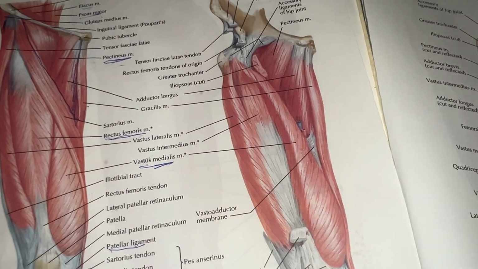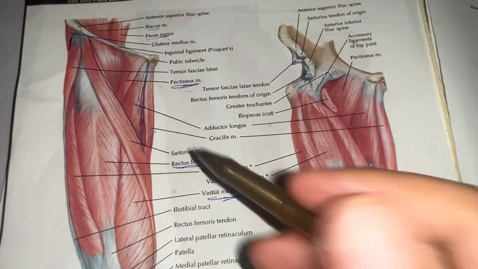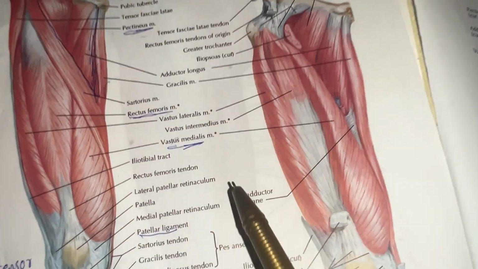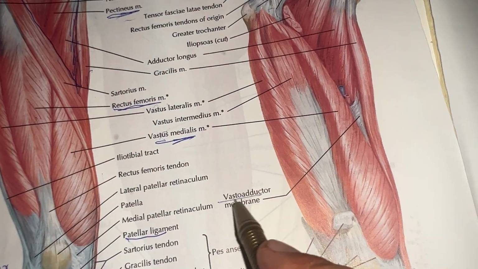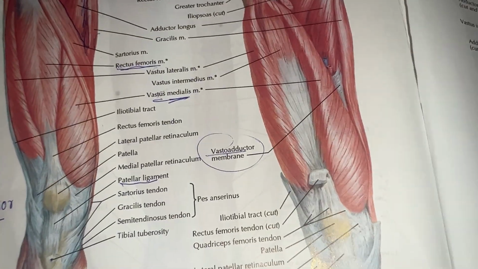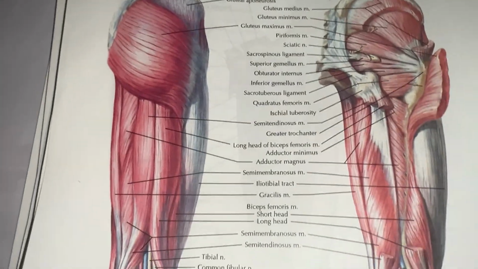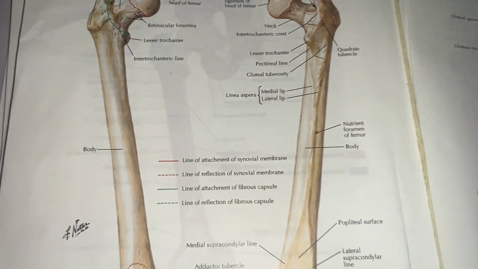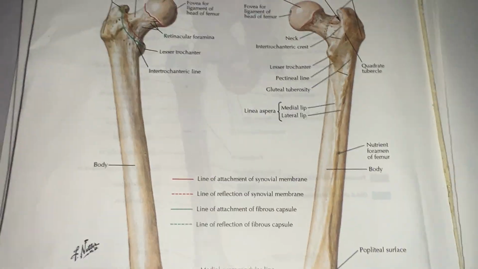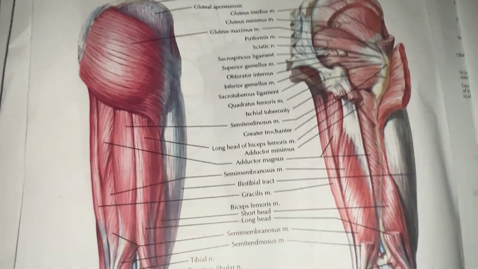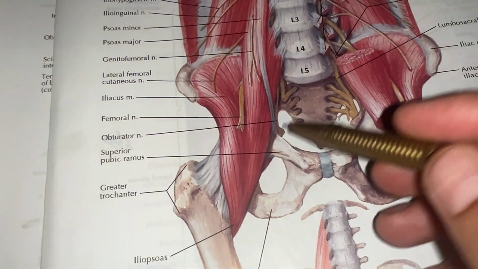Okay, so there are two regions in the anterior compartment. One is the femoral triangle and the other is the adductor canal. It is also bounded or covered by the vastoadductor membrane. Okay, so this is the anterior compartment of the thigh. The main nerve which gives innervation to the anterior compartment of the thigh is the femoral nerve. So this is the femoral nerve.